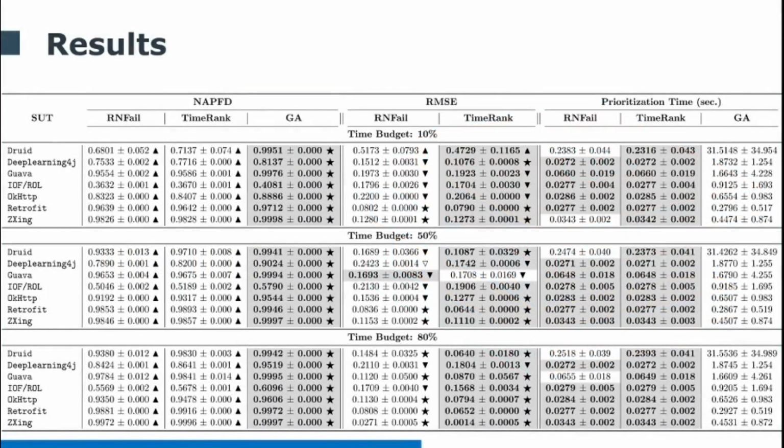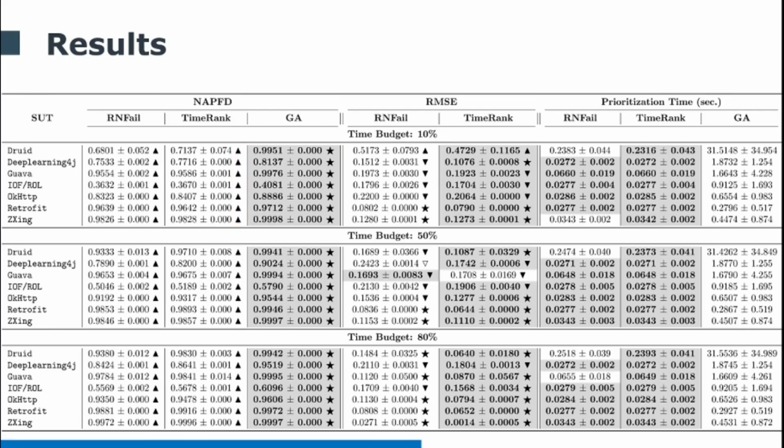To answer the research question, we use this table that shows the NAPFD, RMSE, and prioritization time values. In the first column is the system under test. The values are separated by metric, approach, and time budget. COLEMAN is represented by the reward functions used. The best values are highlighted in bold, and values that are statistically equivalent to the best ones have their corresponding cells painted in light gray. Different symbols are used to indicate the effect size magnitude concerning the best values.